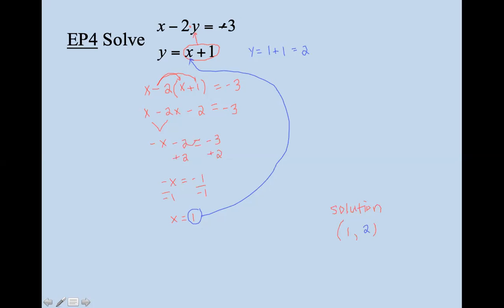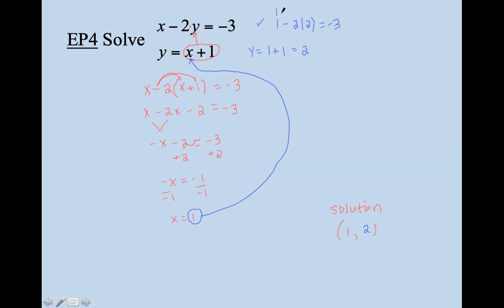Again, you can check by plugging these into either one of the equations and see if it's true. Let's try our first one. So my check here is going to be, is 1 minus 2 times 2, is that equal to -3?